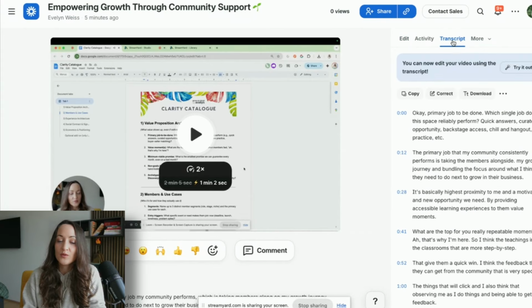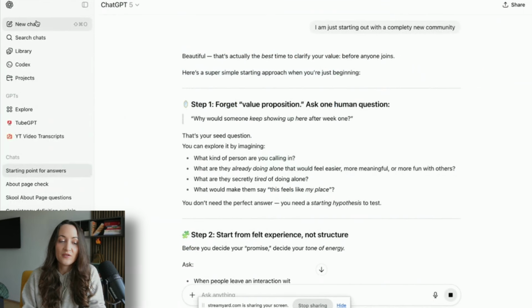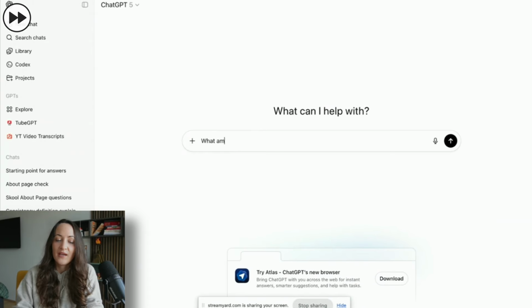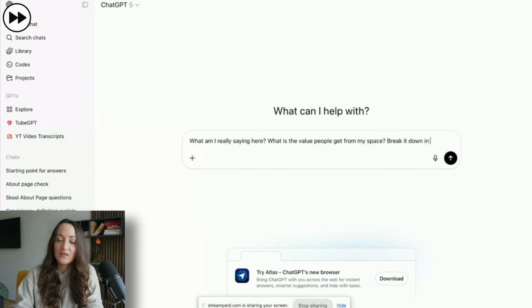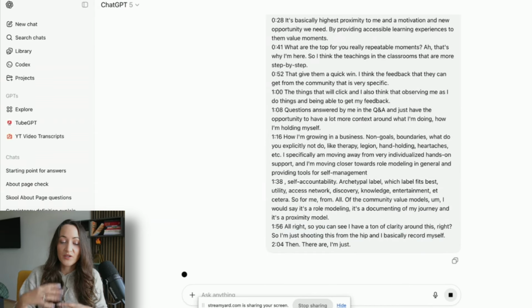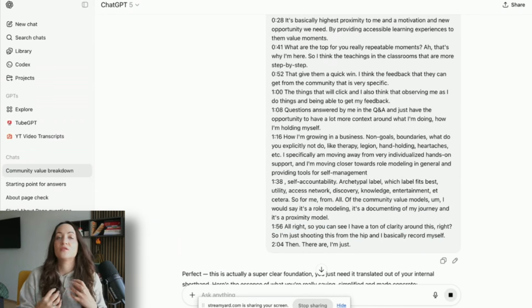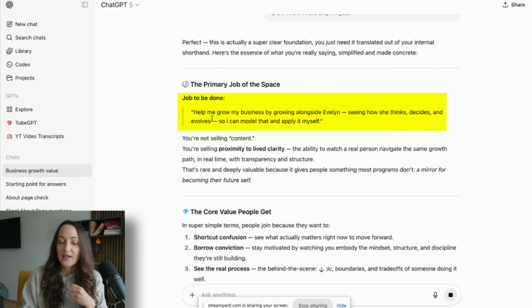And then what you want to do is take your transcript again, head to ChatGPT, make a new chat, and say, what am I really saying here? What is the value people get from my space? Break it down in super simple terms and explain why it's worth paying for. All right, so you need to process this internally and find the language and vocabulary for it. Okay, so job to be done: help me grow my business by growing alongside Evelyn, seeing how she thinks, decides, and evolves, so I can model that and apply it to myself.